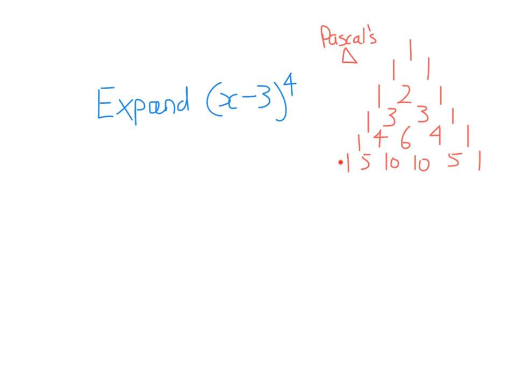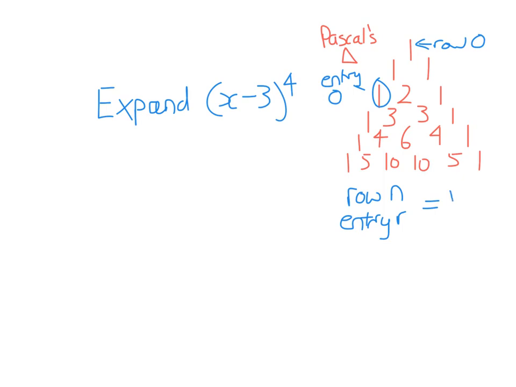Here we have Pascal's triangle, and this is related to combinations. Remember, Pascal's triangle starts with row 0, and in each row, the first entry is called entry 0. The number that is in row n, entry r, is actually equal to nCr.